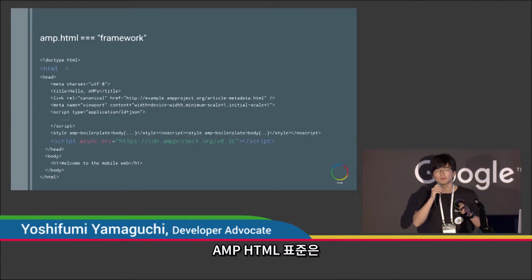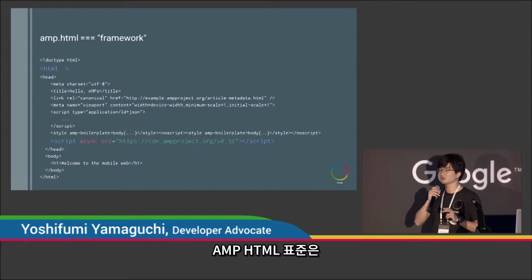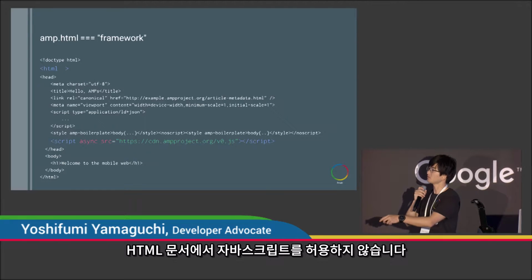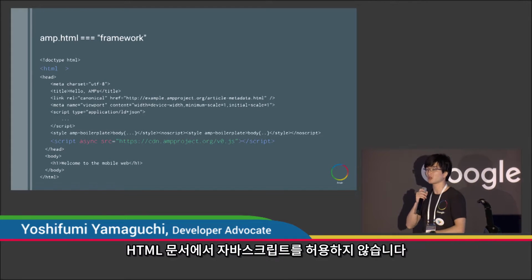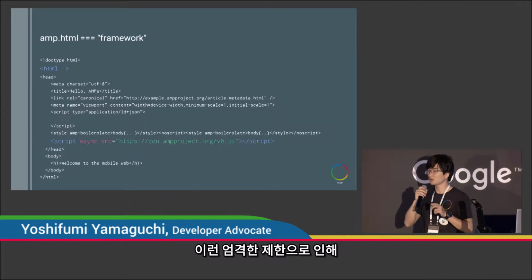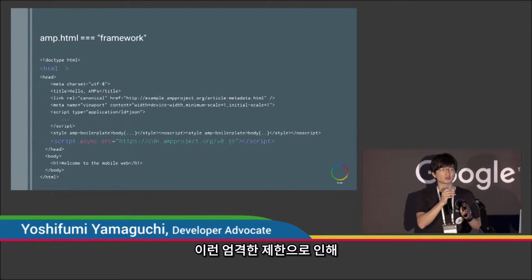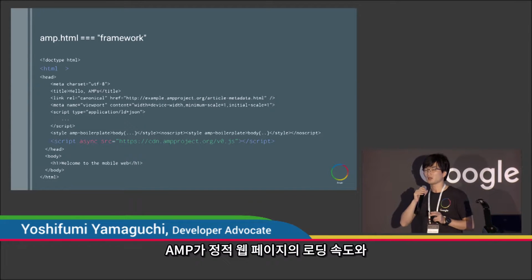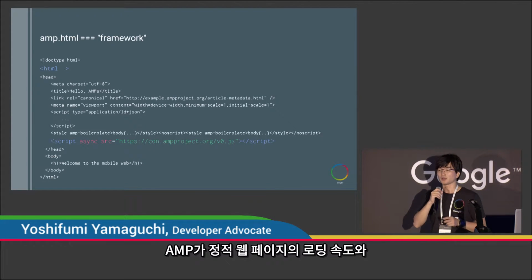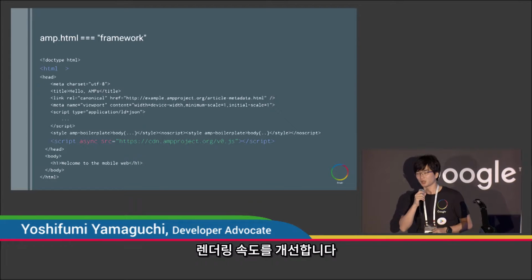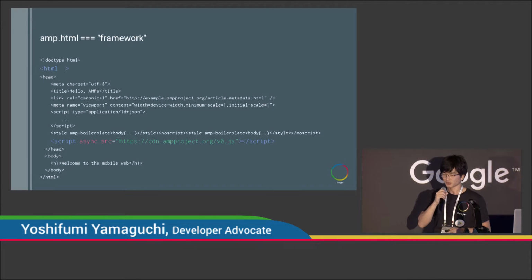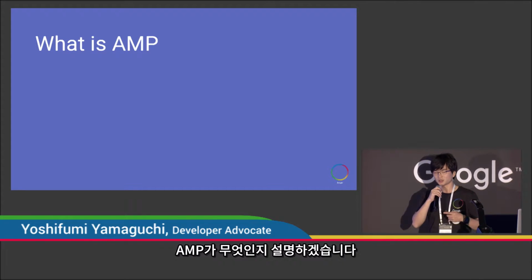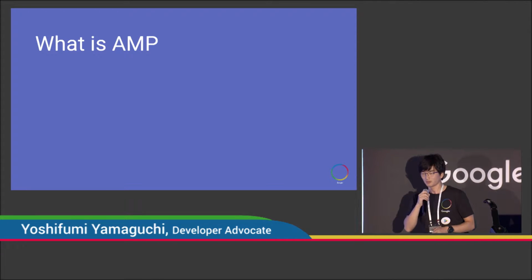The AMP HTML specification does not allow JavaScript inside the HTML document. Because of this really strict restriction, AMP achieves better loading speed and rendering speed for static content, static web pages. So I start talking about what AMP is.